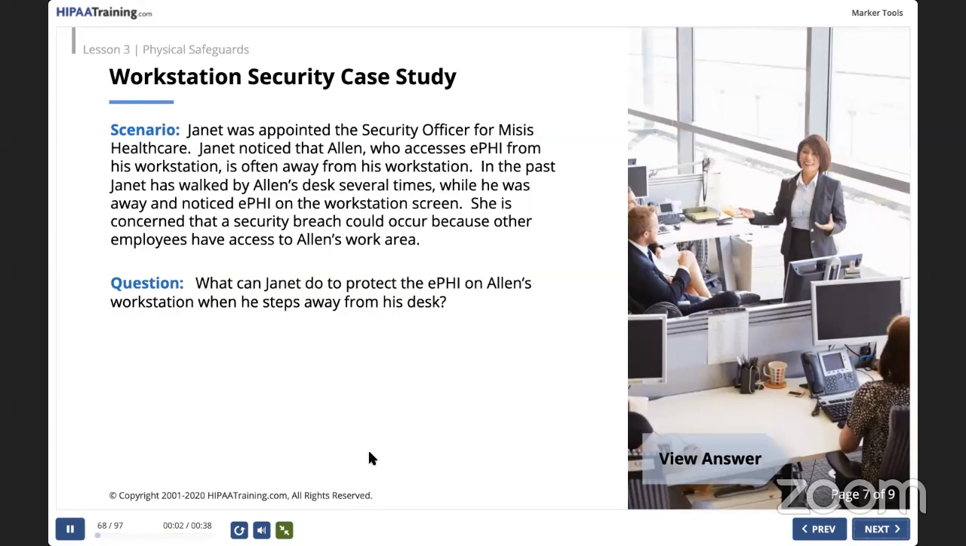Workstation security case study. Scenario. Janet was appointed the security officer for Mises Healthcare. Janet noticed that Alan, who accesses EPHI from his workstation, is often away from his workstation. In the past, Janet has walked by Alan's desk several times while he was away and noticed EPHI on the workstation screen. She is concerned that a security breach could occur because other employees have access to Alan's work area. Question: what can Janet do to protect the EPHI on Alan's workstation when he steps away from his desk?